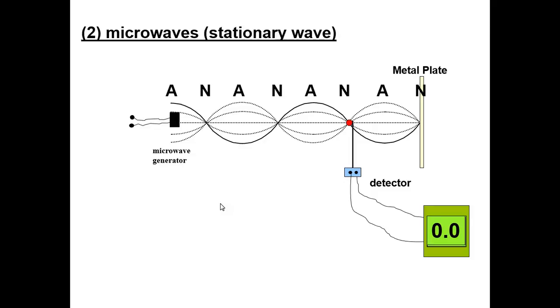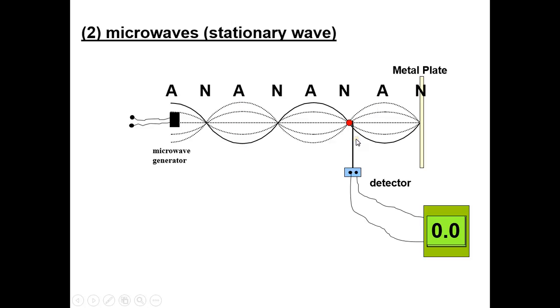Now I will give you another example of transverse stationary wave using microwaves. The setup is similar to what you have seen in general waves when you are finding the speed of sound or wavelength of sound. Here I will have a microwave generator. To get a standing wave, I need a reflector. So we have a metal plate here. You will need to adjust the position of the metal plate until a standing wave is formed.